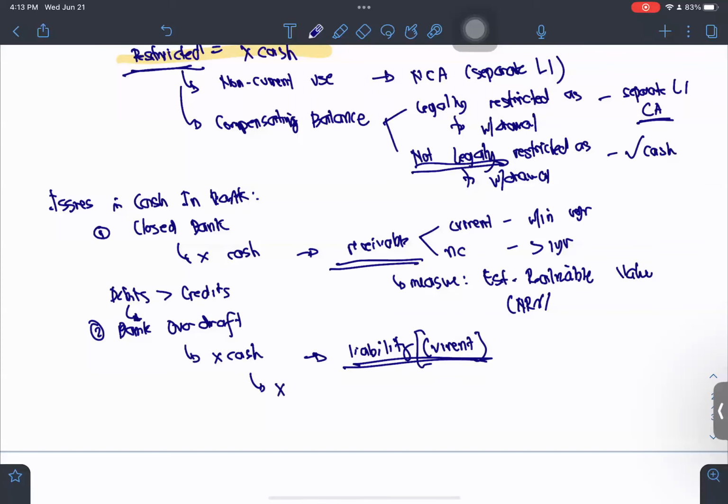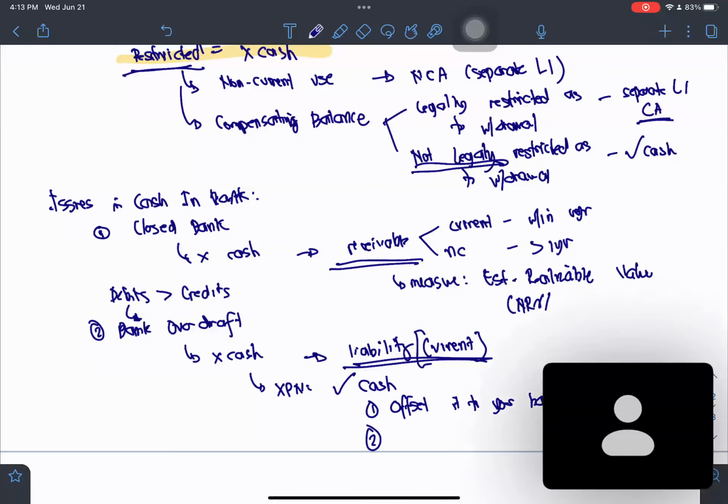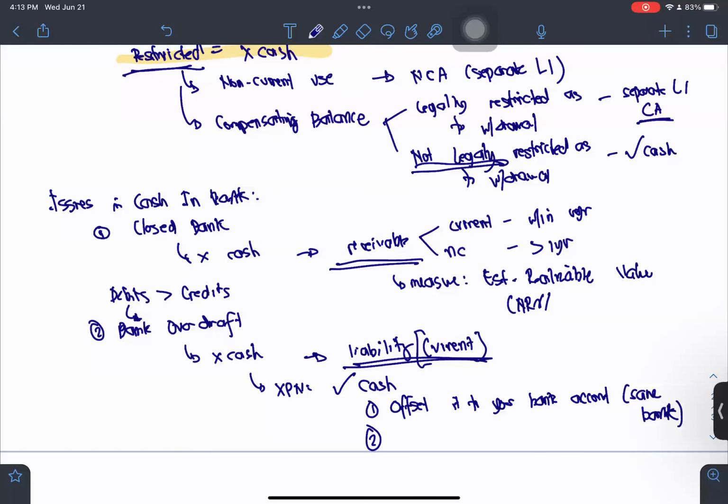However, what is the exception to the rule? Wherein it is part of your cash. It is part of your cash if you can offset it to your bank account with the same bank, or the amount is immaterial.